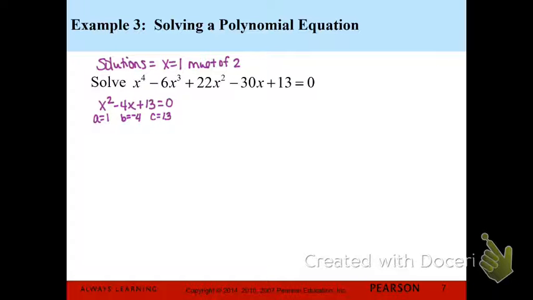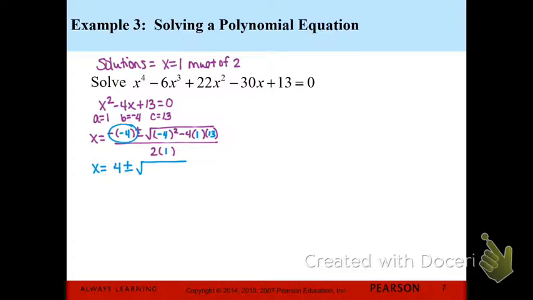All right, so let's do our quadratic formula. Remember, x equals negative b plus or minus the square root of b squared minus 4ac, all over 2a. You said b was a negative 4. A is a 1, C is 13. So negative 4 is good. Plus or minus the square root of negative 4 squared, which is positive 16. And negative 4 times 1 times 13 is negative 52. All over 2 times 1.